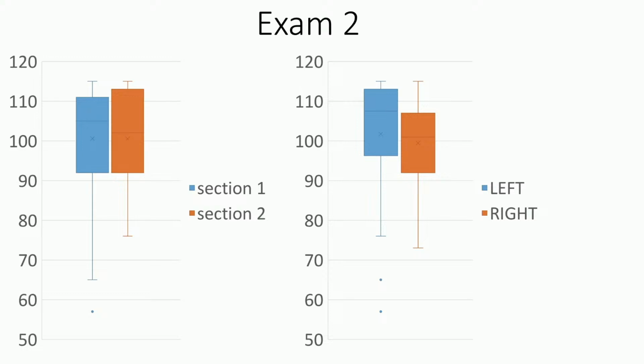So this is a similar situation where I'm comparing two sections. Here you can see that these are basically the same average. So the two sections got basically the same scores. Here I was comparing the left side of the room to the right side of the room.